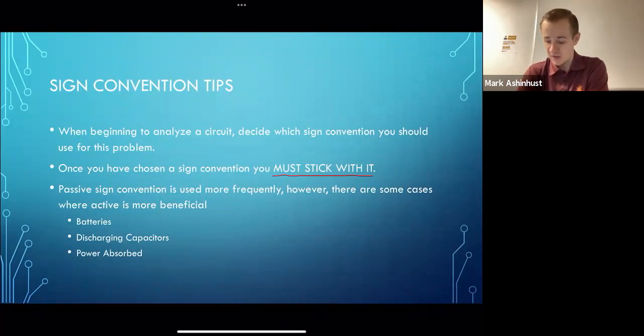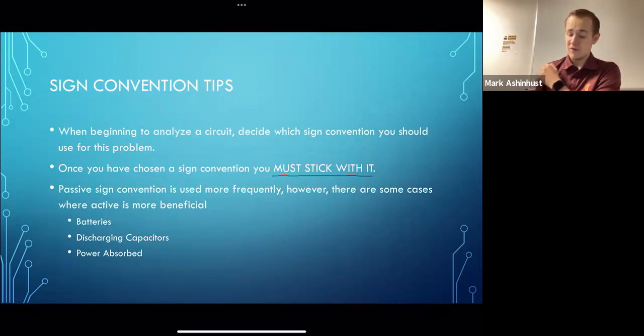We tend to use passive sign convention, but there are some cases where active may be more beneficial, and that's definitely when we're working with power absorbed, power supplied, in this case absorbed for active.